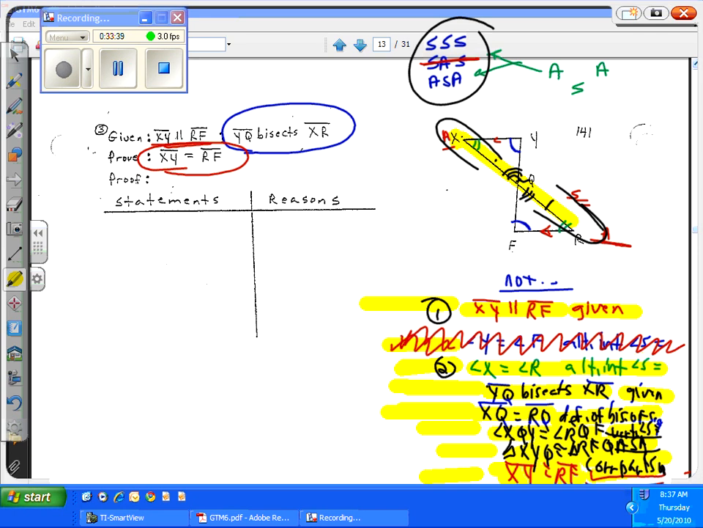So this is statement 1, reason 1, statement 2, reason 2, statement 3, reason 3, statement 4, reason 4, statement 5, reason 5, statement 6, reason 6, statement 7, reason 7. As you look at this, you can actually see that here's your angle equal angle, side equals side, angle equal angle, and we proved they were congruent by angle, side, angle. Then we could say that the additional parts are equal because corresponding parts of congruent triangles are equal. Any questions on that?